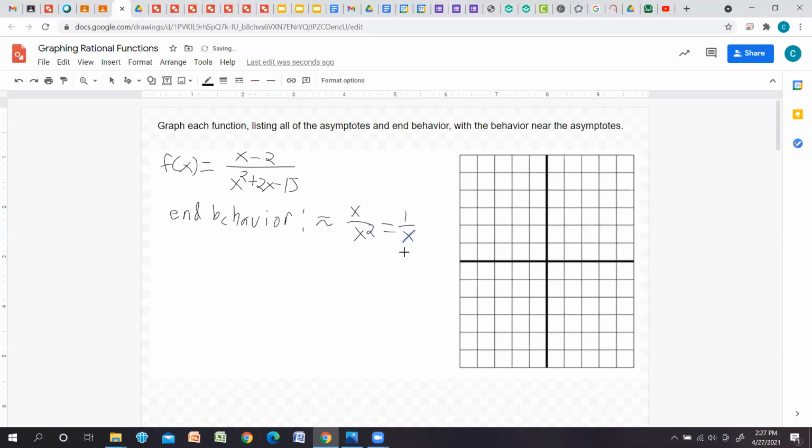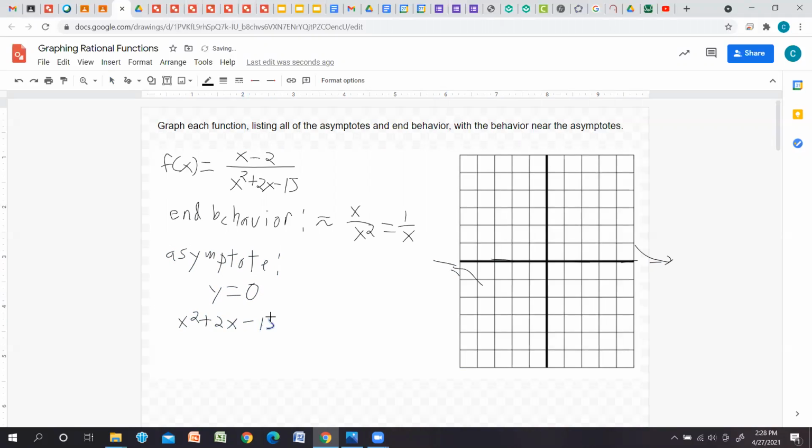So remember, if the denominator has a higher degree, it goes to 0. And also, it's odd and positive, so the right side goes from the positive side, the left side goes from the negative side. Okay, so we have an asymptote here at y equals 0. So our horizontal asymptote is at y equals 0. And to find vertical asymptotes, we set the denominator equal to 0.